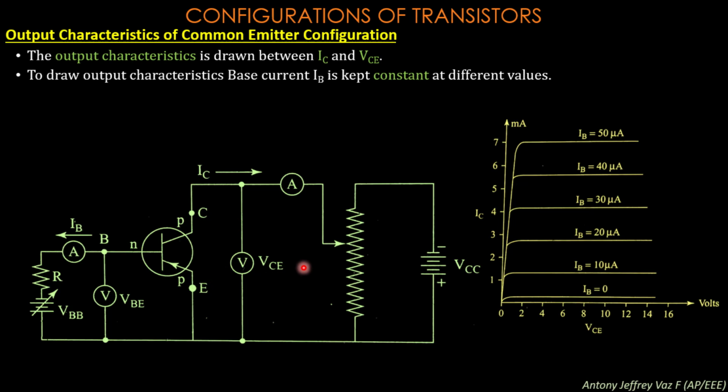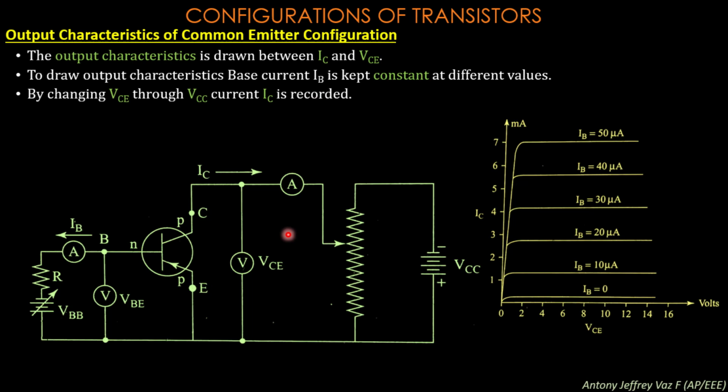Regarding the experiment, we are going to draw our output characteristics. The base current IB is going to be kept constant at different values. So you see the graph. At the initial position, the base current IB is 0. So you are going to decrease the value of the voltage VBB and make it 0 in such a way that the base current, that is the IB current, read in this ammeter should be 0. After that, you change VCE through VCC and current IC is recorded.